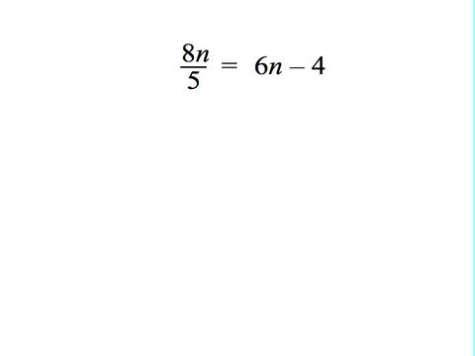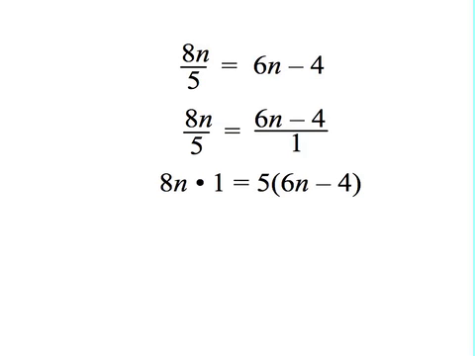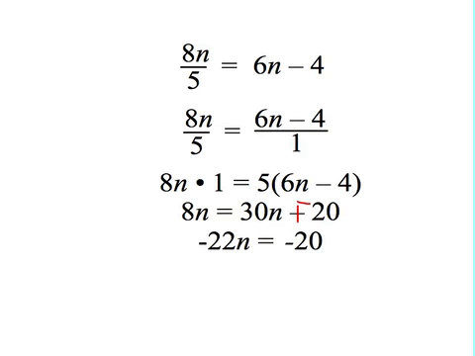And in our final example, we have an entire expression on the right. We can put that over 1 to turn it into a ratio. Then we can do 5 times the quantity, 6n minus 4 on the right, and 8n times 1 on the left. We do the multiplications using the distributive property. We apply the definition of subtraction. Then we add negative 30n to both sides to get that negative 22n is equal to negative 20. We divide both sides by negative 22, and it's negative divided by negative to give us a final answer of n is equal to 10/11.